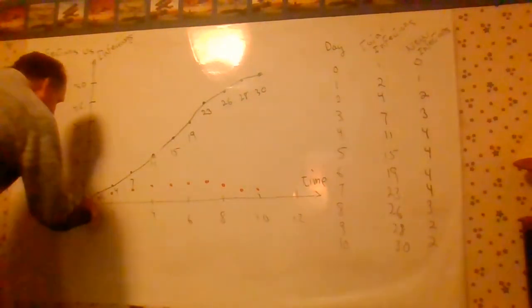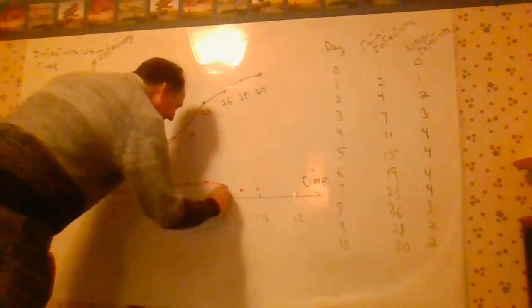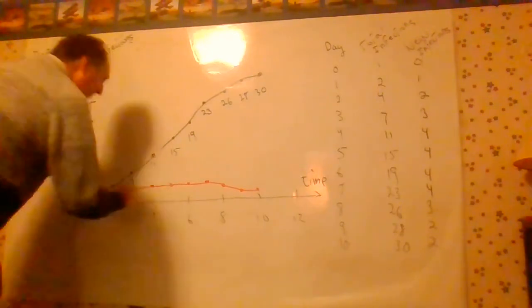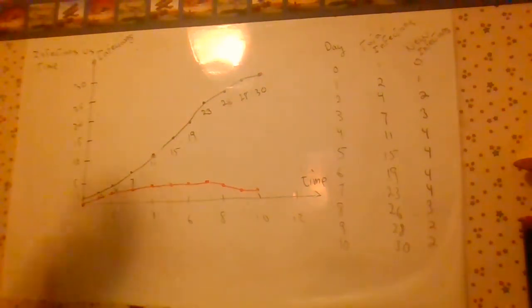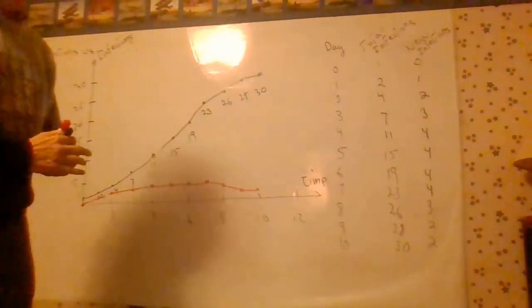So you can connect the dots here, and it should look like a bell curve. Okay, that's pretty much all there is for that section.